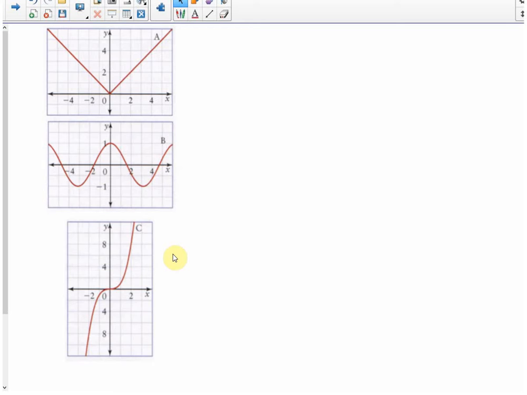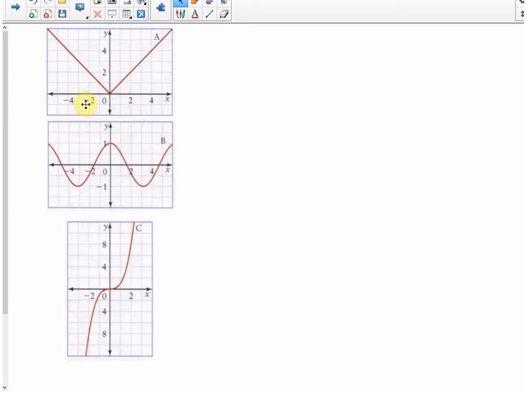Okay, so I'm going to do this in two ways. I'm going to do it by just essentially observing the graph, and then I'm going to do it in a more analytical way, which I would say is the better way of solving this problem. So one thing that we notice is that function A is even, function B is even, and function C is odd.